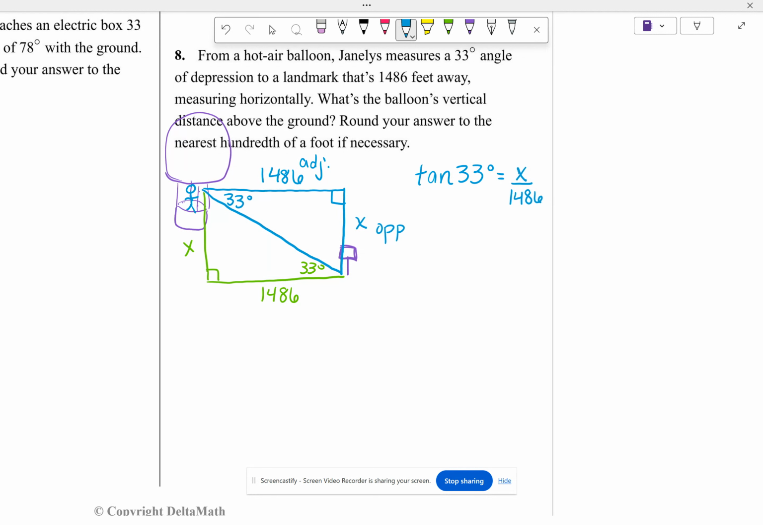In my last two examples, my variable ended up being in the denominator of my fraction. This time it's in the numerator. So solving is going to look a little different. I'm going to put my tangent of 33 over 1, crisscross multiply. And when I crisscross multiply, that's actually the only step I need to do. I don't have to do another step to solve for x because x is already by itself. So then in my calculator, I will punch in 1,486 times the tangent of 33. And we get a value for x.